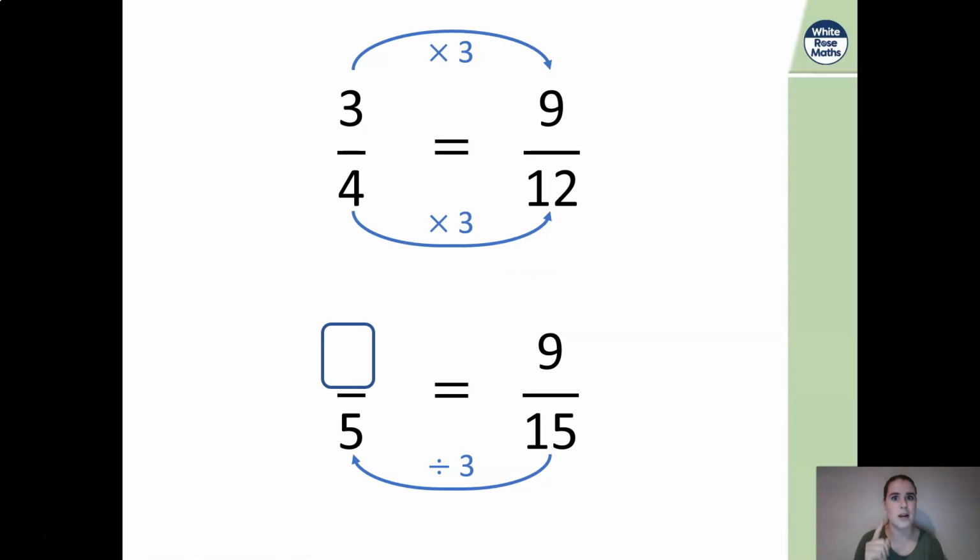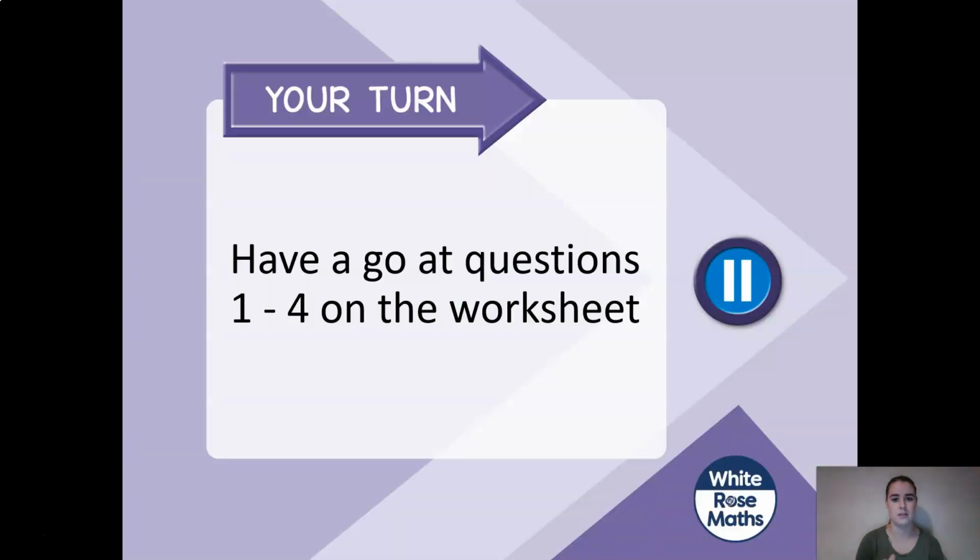So we're actually going to divide it by 3. So 15 divided by 3 gave me 5, so 9 divided by 3 will have given me 3. Therefore, 3/5 is equal to, or the same as, equivalent to 9/15.